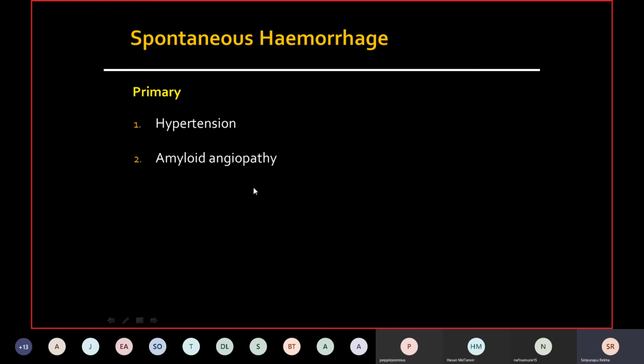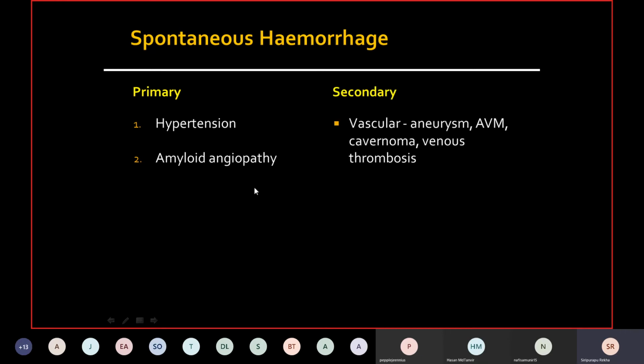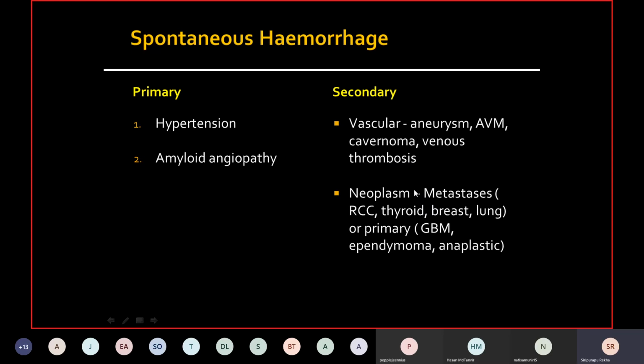Or if we get small hemorrhages because of amyloid deposition, and again rupture of vessels because of amyloid angiopathy, then we can get a spontaneous hemorrhage. So there are two important things to remember in the context of primary spontaneous hemorrhage, which are hypertension and amyloid. When we look at secondary spontaneous hemorrhage, if the patient is young, by far vascular causes tend to be the more common. And by vascular, we mean aneurysm, AVM, cavernoma, venous sinus thrombosis.